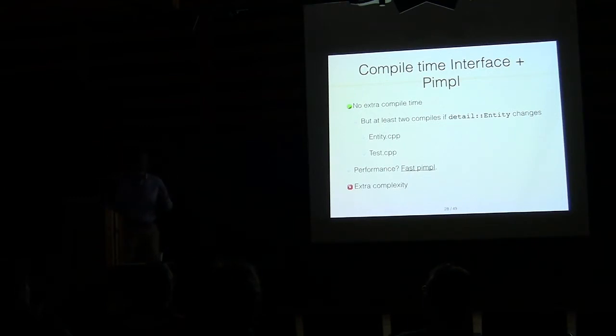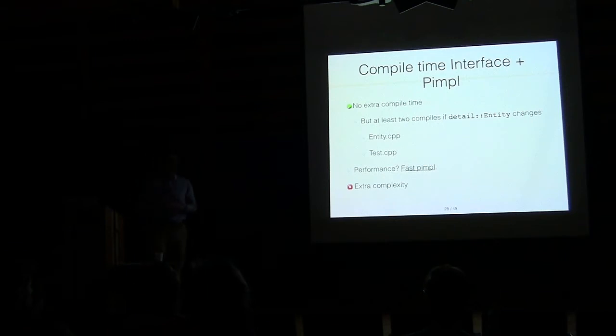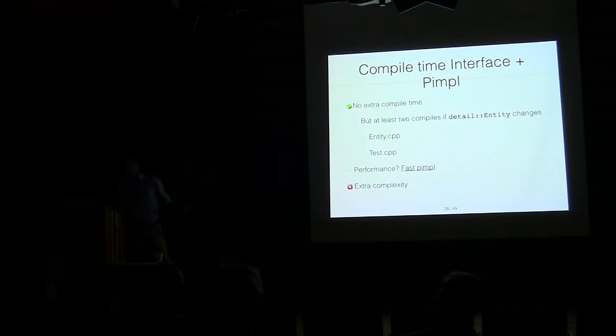So instead of this regular pimple, we could use fast pimple mechanism. Do you know how that works? Is there anybody who is not familiar with the fast pimple? Okay. So this is essentially about having a type erased buffer as a member in your class. So instead of a pointer, you have a type erased buffer with a certain size, and then you would create the implementation object in place at the address of that buffer. Okay?